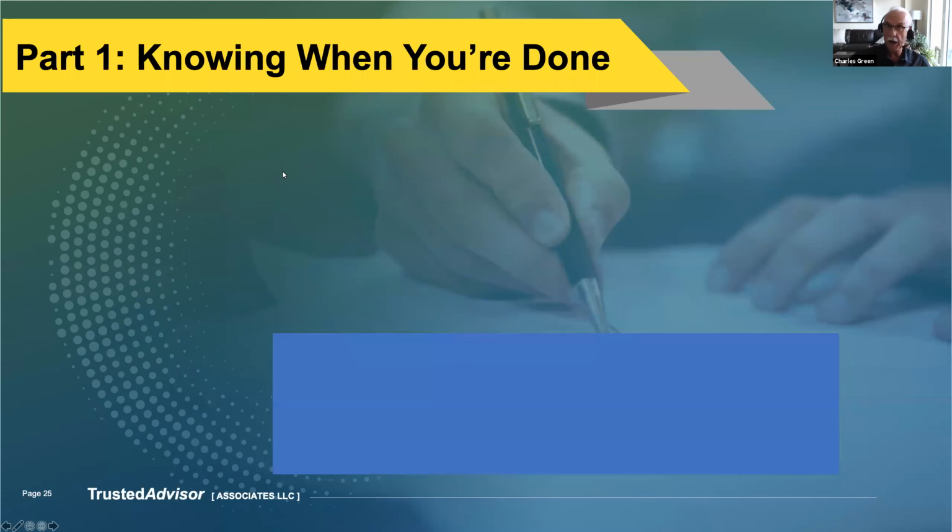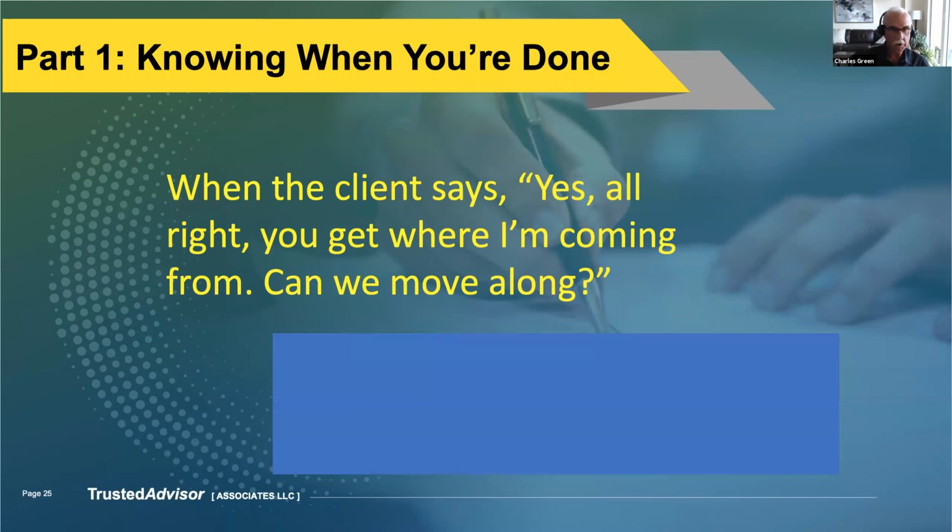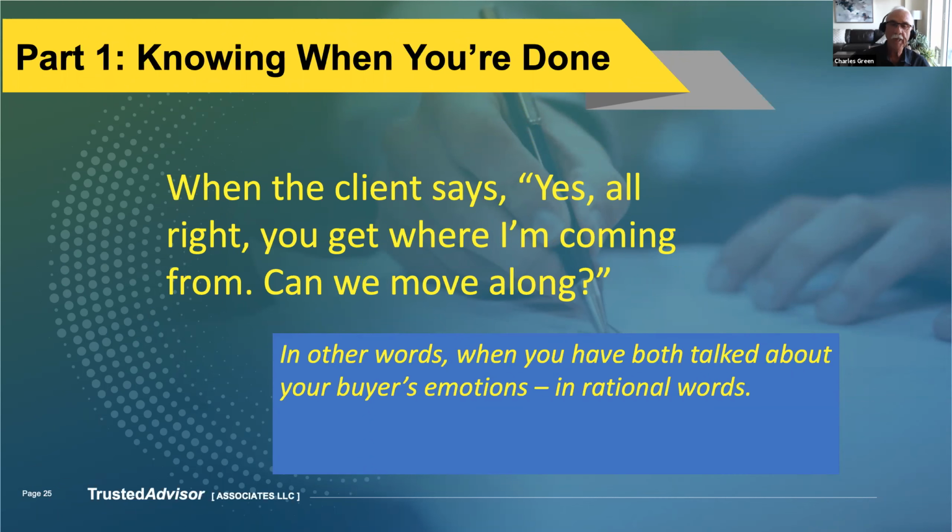But let's say you get there. How do you know when you're done with this part one of consciously sharing empathy? You'll know it when the client says, all right, you get where I'm coming from. Can we move along? I'd suggest to you, anything short of that, you really can't be sure until the client or the buyer is willing to say something like that. In other words, when you both talk about your buyer's emotion in straight up rational language, right?